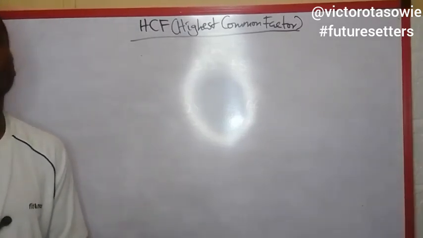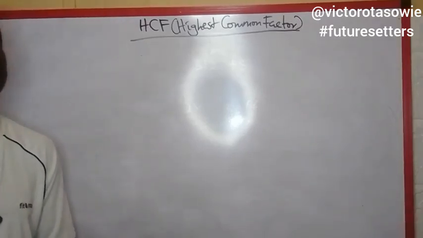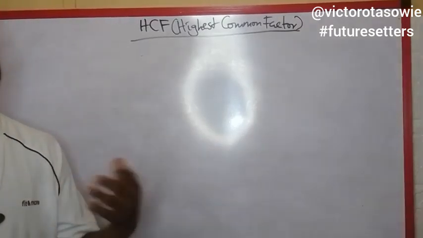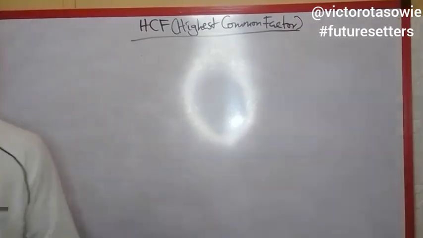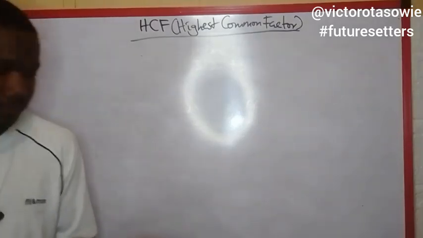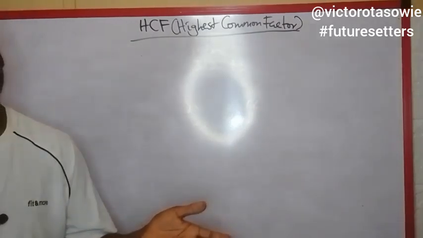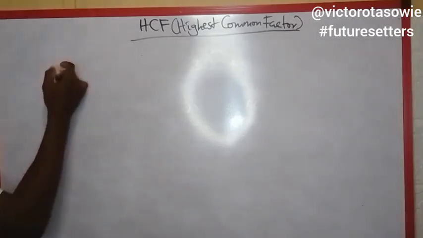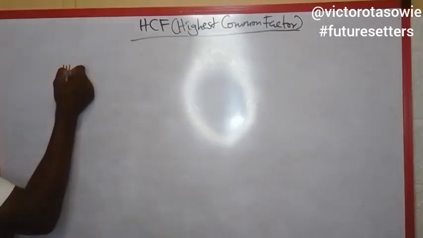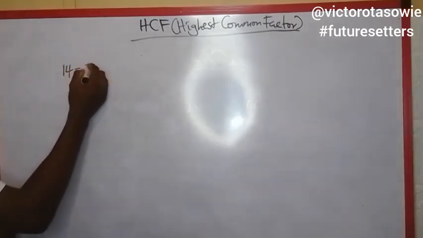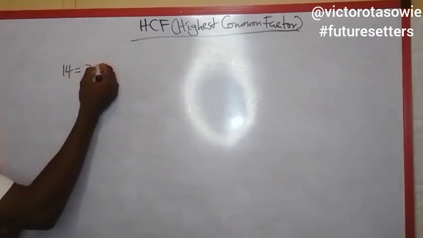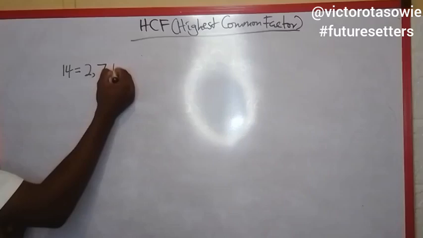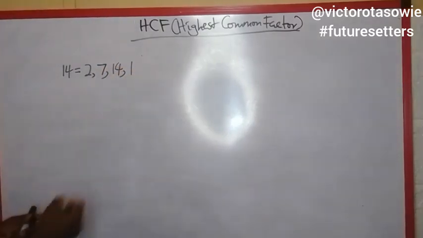So the next step is, what is HCF all about? The first part, what is a factor? A factor has to do with a number that can divide another number. For example, let's say we have 14. Numbers that can divide 14 are 2, 7, 14, and also 1.